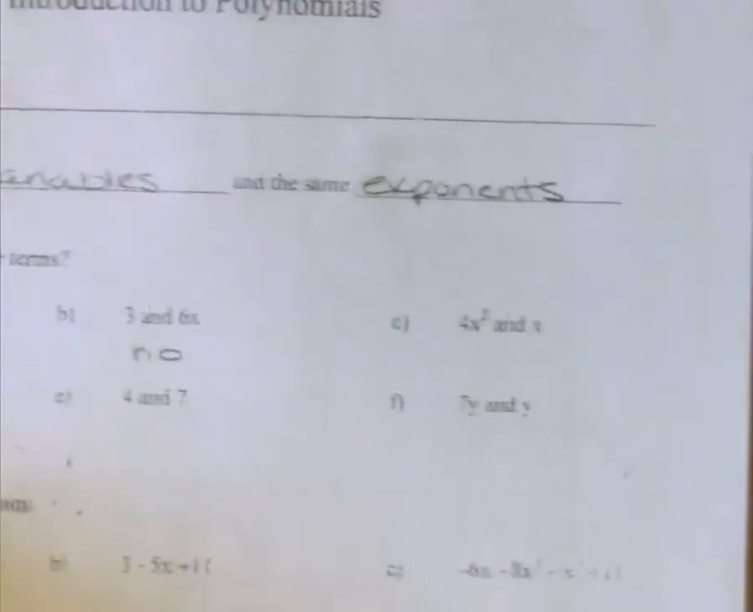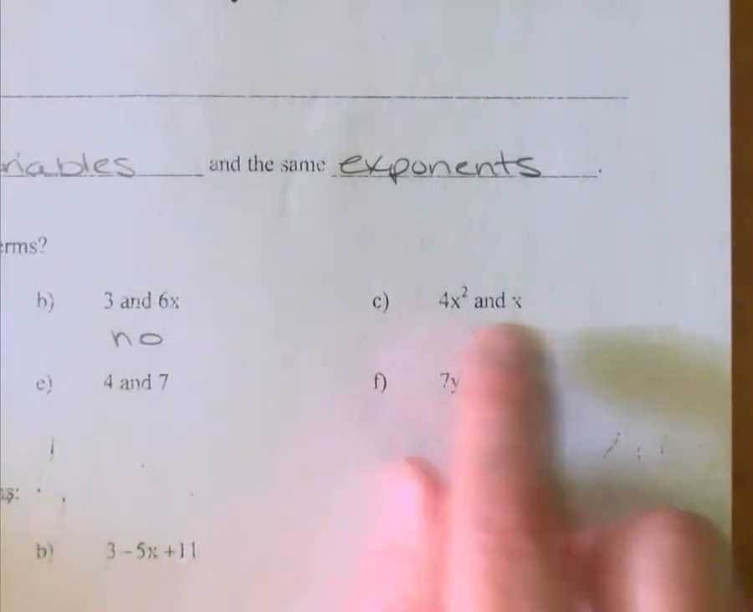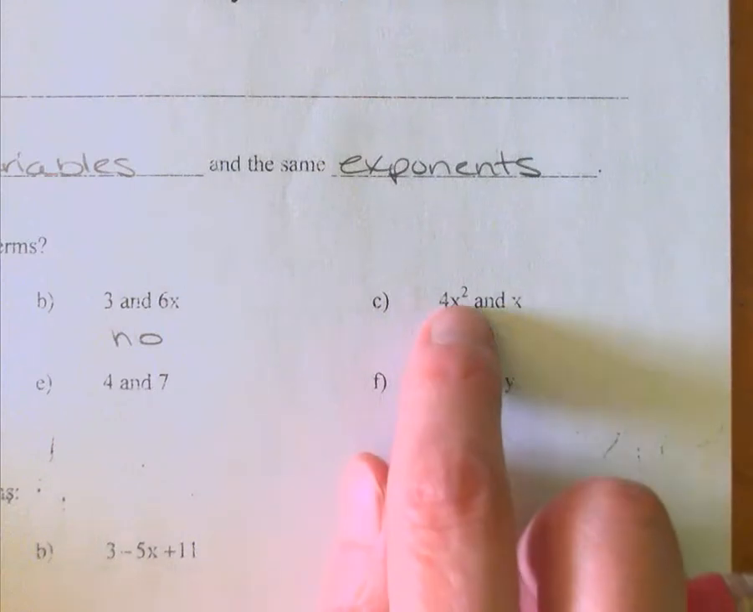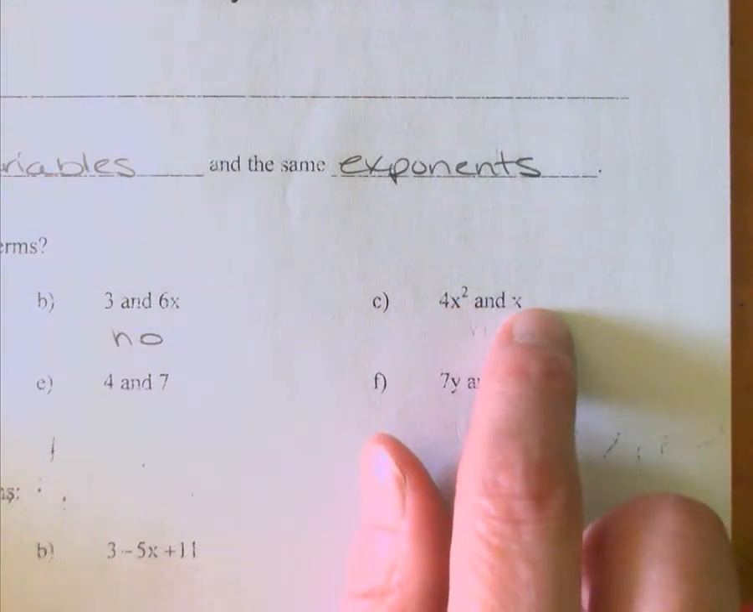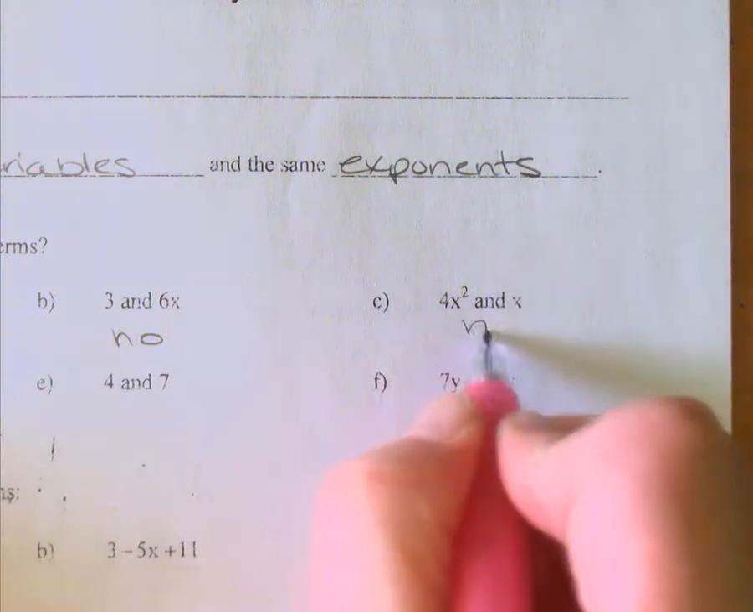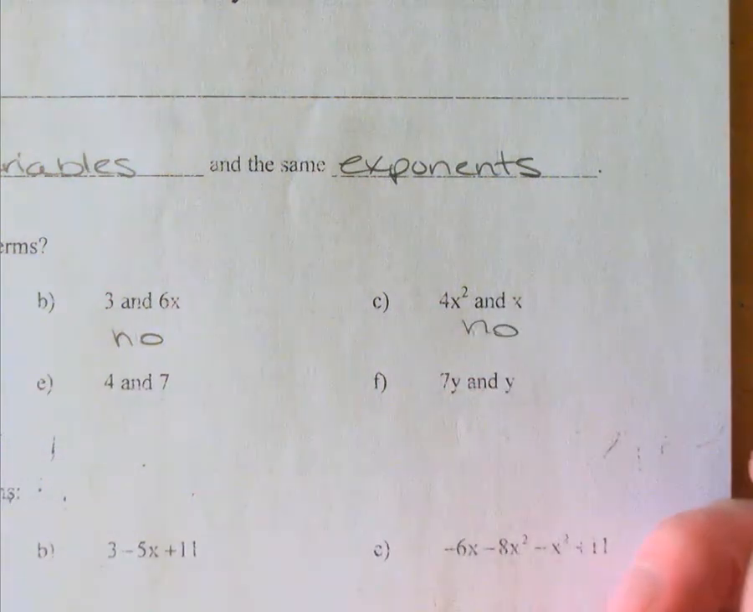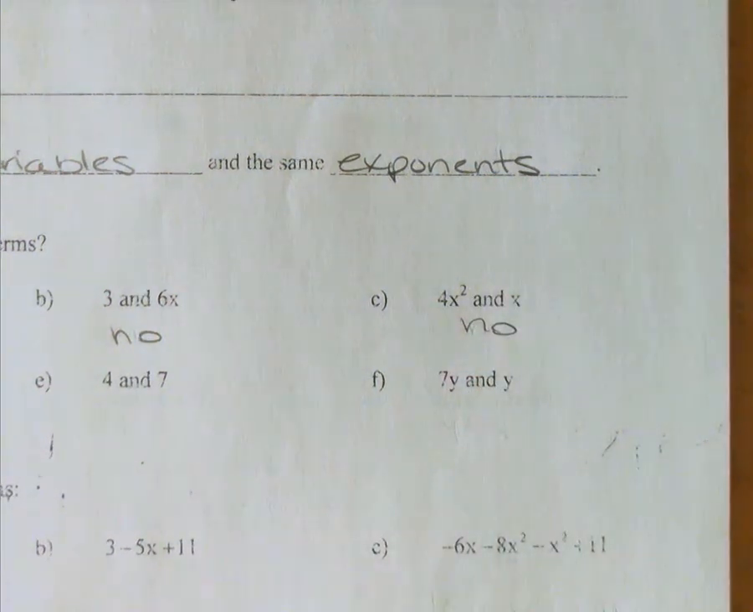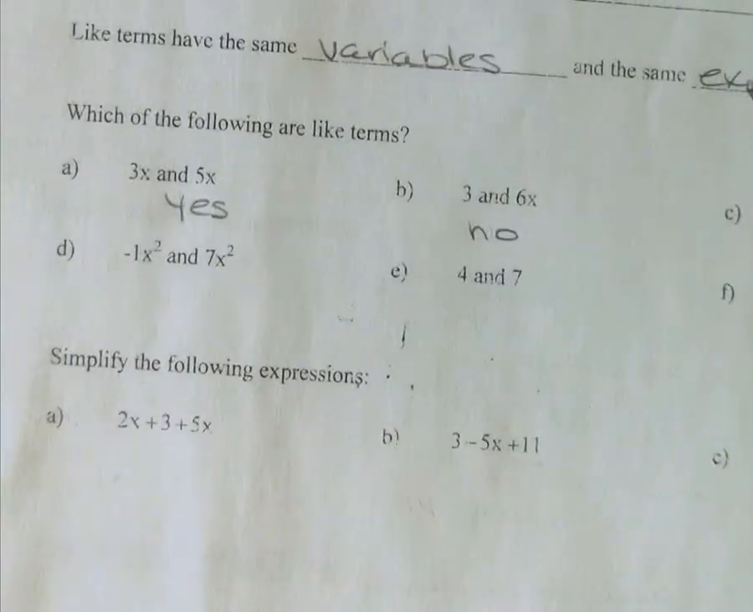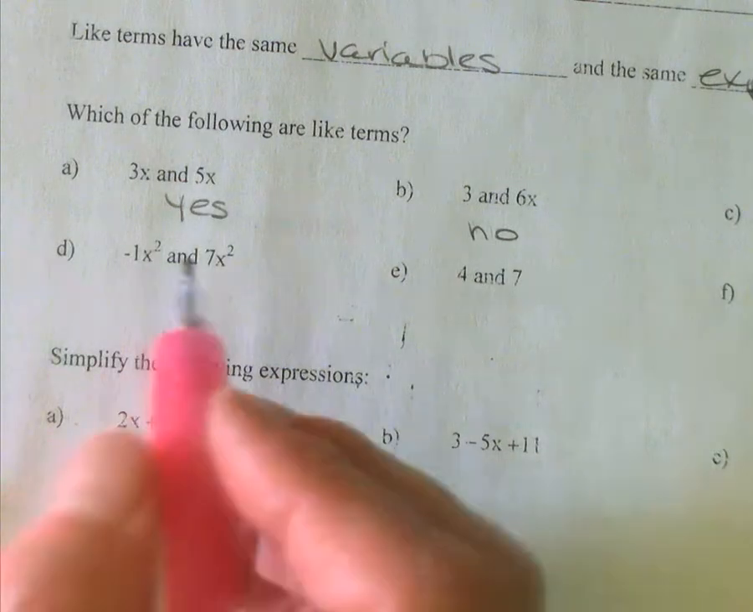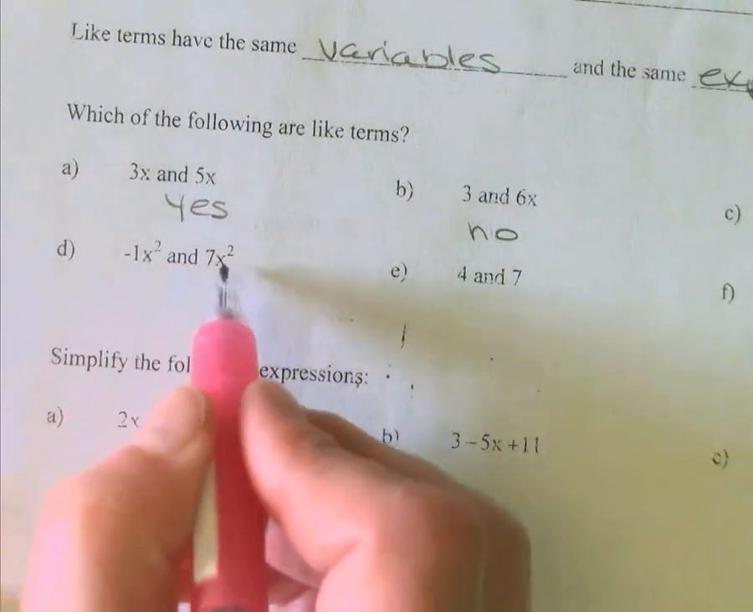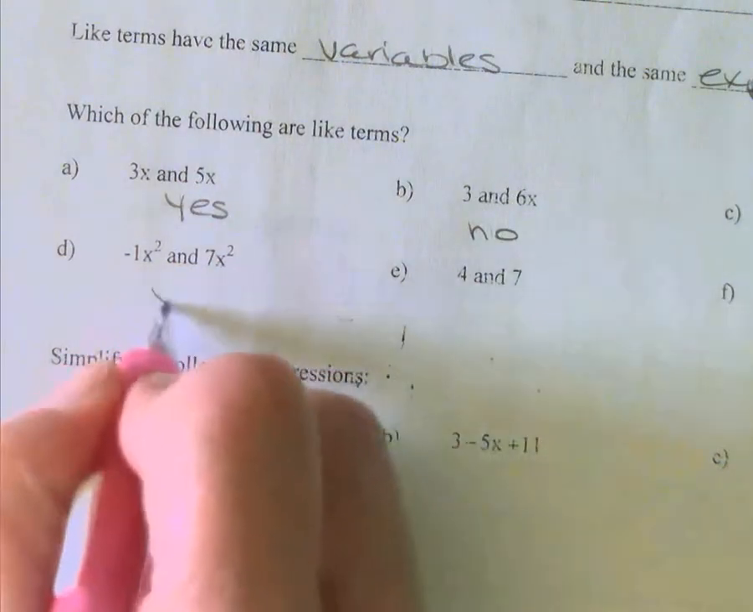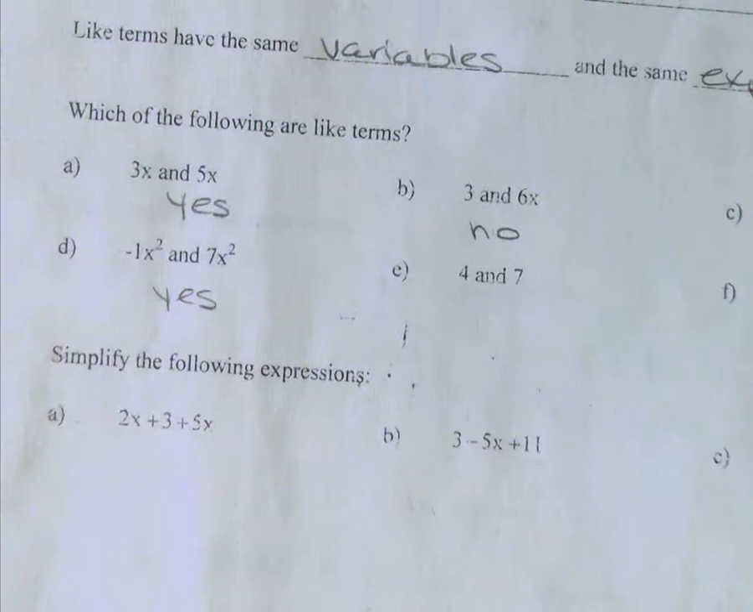If I look at the next one, they both have a variable of x. This one is squared and this one is not. So I would say no, they are not like terms. If I look at the letter D, this has an x squared, this has an x squared. So we could say yes, they are like terms.